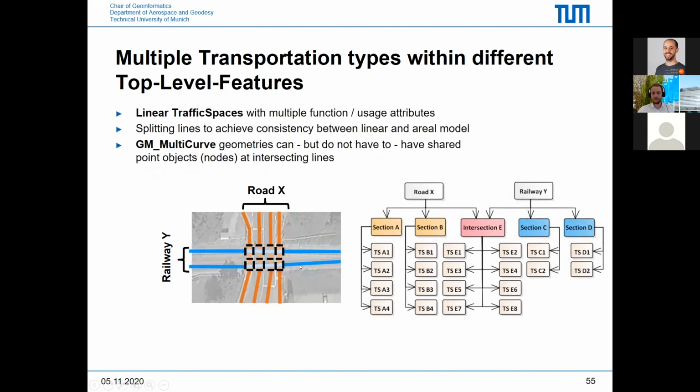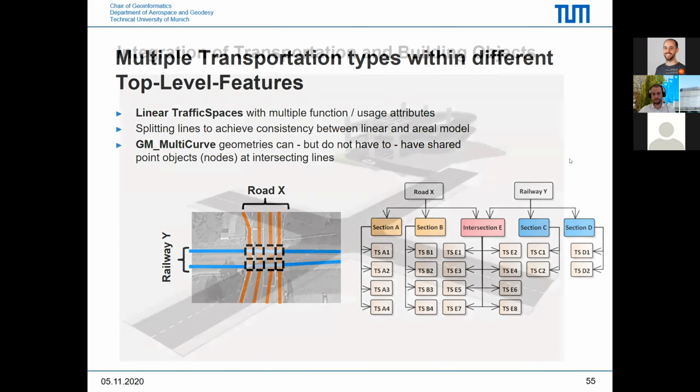The same also applies for the linear representation. I just highlighted here with small black dashes that it should be considered that the linear and the aerial representation should be consistent. So whenever an aerial representation would switch from, for example, a sidewalk to just the railway lane, then also the linear structure should be split at that point. But it is possible to have the same representation.